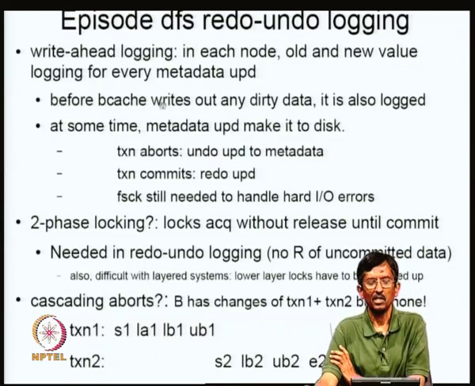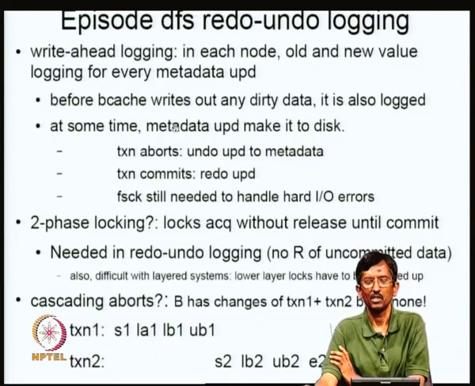So at some time in the future, the metadata updates make it to disk, and in case there is a crash, you check whether the transaction aborted. If the transaction aborted, then whatever metadata update made it to disk, you have to unroll, and you can unroll because you have the old information.